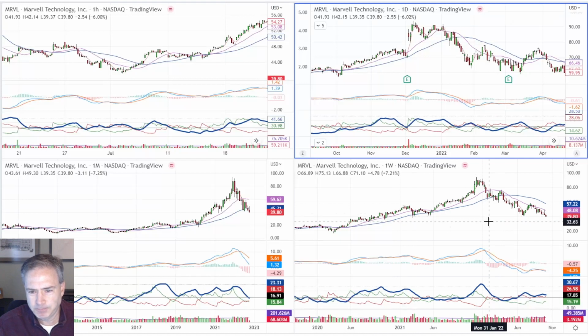Now, so I've covered the one where we're extended above the 18. Now let's look at the other trade. So let's look at this pattern right here on the weekly.